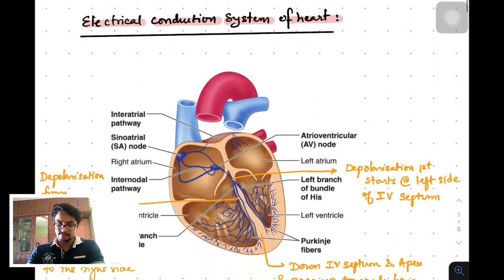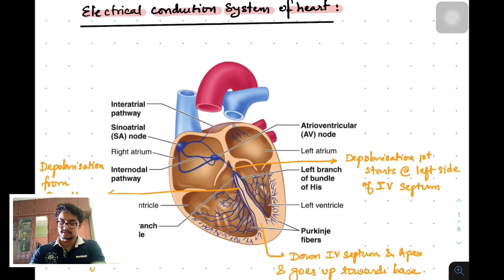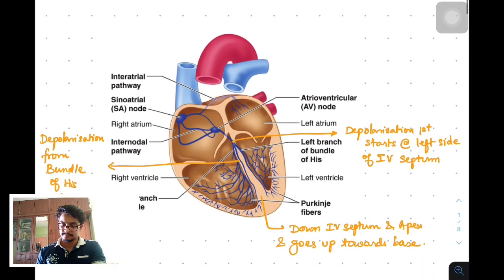In this video, we'll first talk about the electrical conduction system of the heart. It starts from the SA node and then it moves through the interatrial pathway to the atrium, leading to atrial depolarization, and via the internodal pathway it reaches the AV node, and from the AV node it reaches the right and left bundle of His, and from there through the Purkinje fibers it finally leads to ventricular myocardial contraction and depolarization.